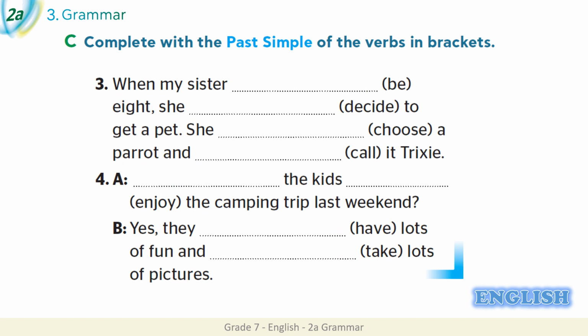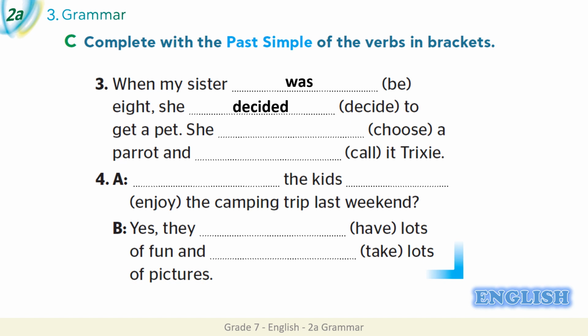Let's move to number 3. What is the correct answer for the first blank? That's correct. Was. My sister was 8. This is an affirmative case, and my sister is a third person singular. Now, the next one. She. That's correct. She decided. This is also an affirmative case, and the verb decide is a regular verb. We add ed, but because the verb ends with e, so we just add d.